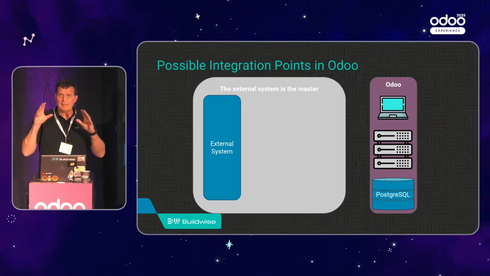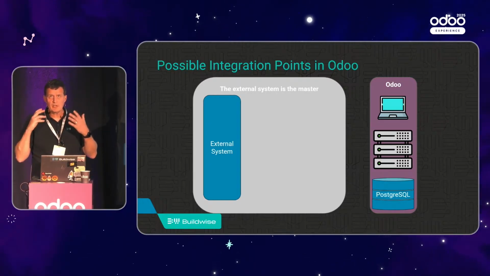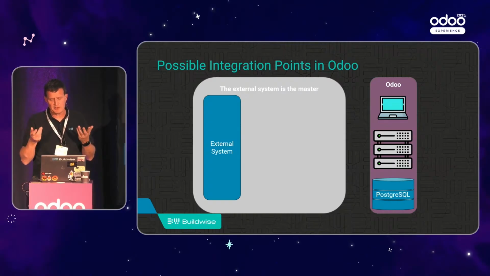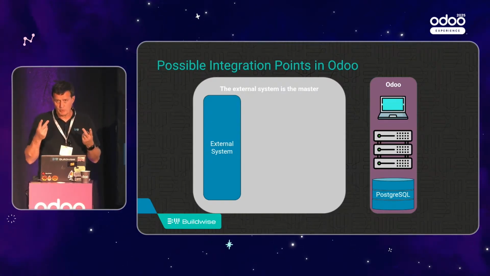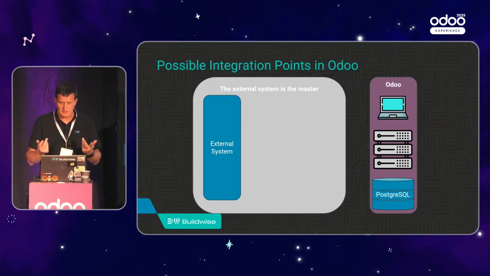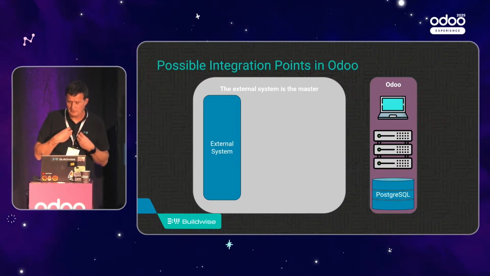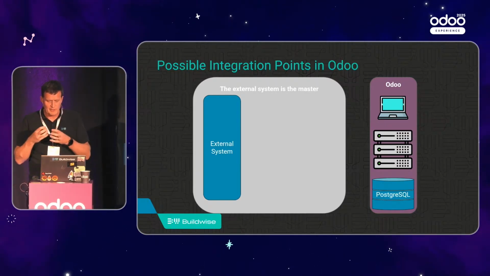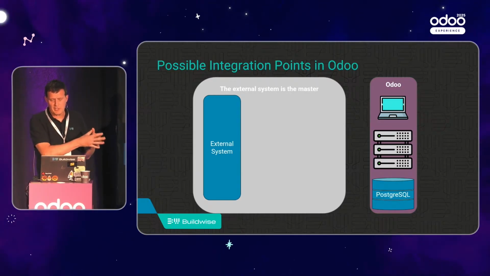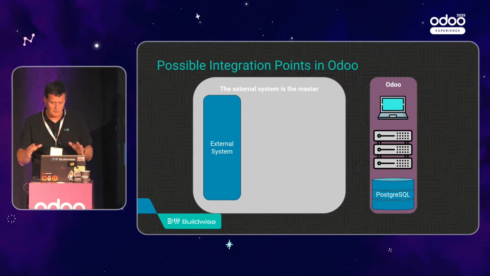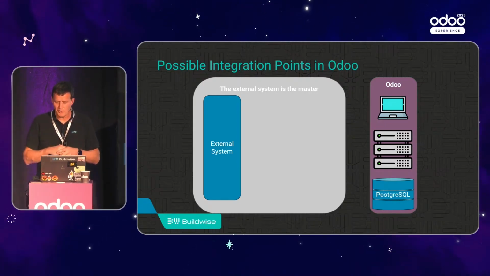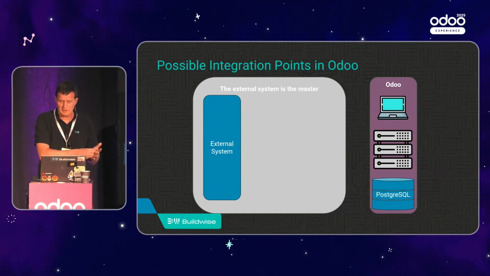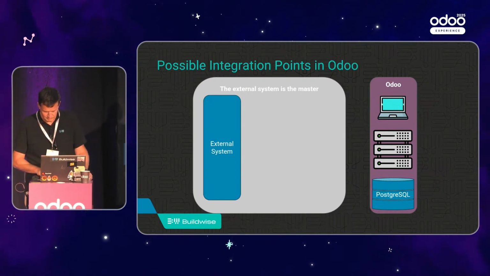So now let's take a step back and think about what are the possible integration points in Odoo. Odoo could play two roles in a master data management process. It could be the master itself, or it could be a system consuming master data managed by another system. And I will cover both use cases.